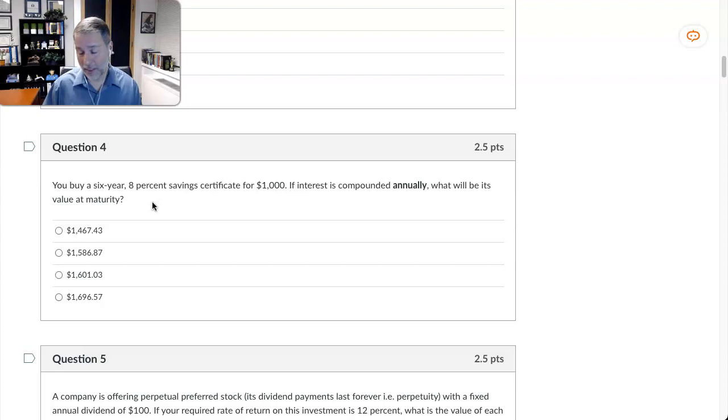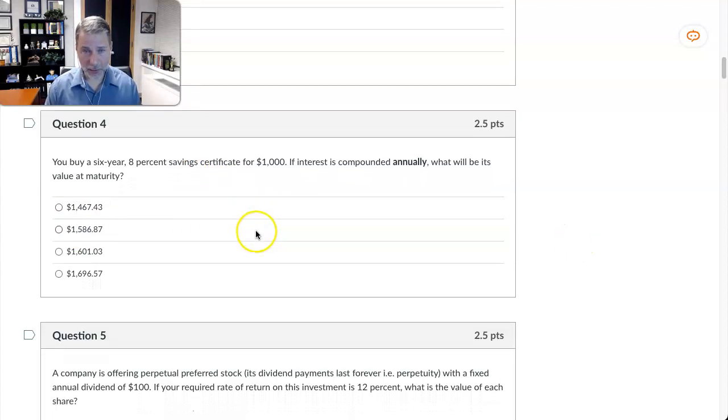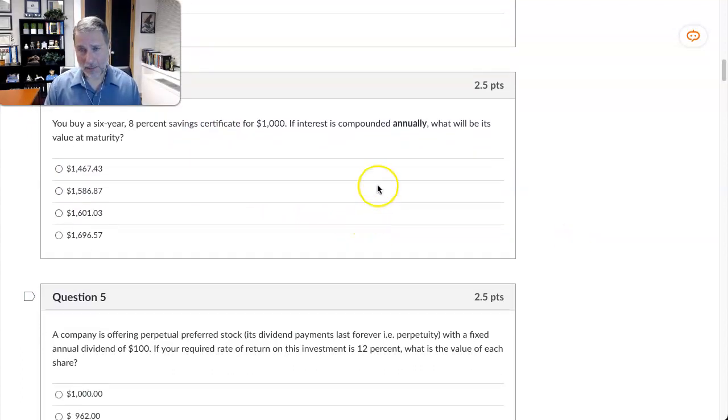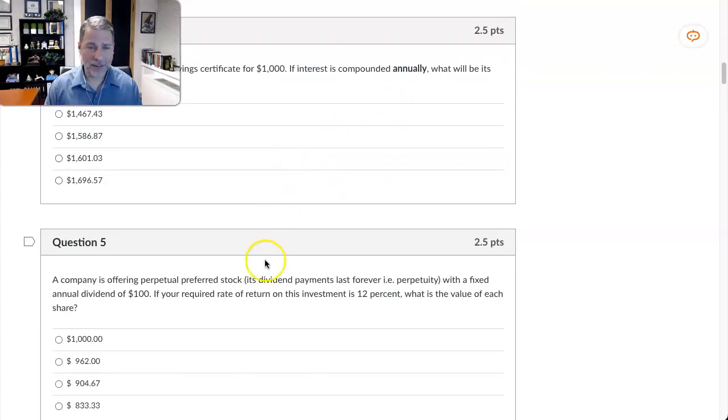You really shouldn't. These are deposit-and-forget-it vehicles. So put it in there, forget about it, and then you get your money back plus your interest. But there you go. So that's a question on annual compounding.